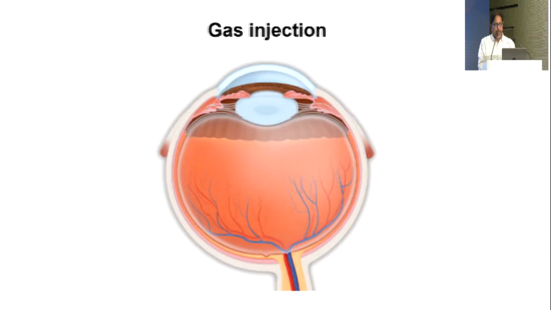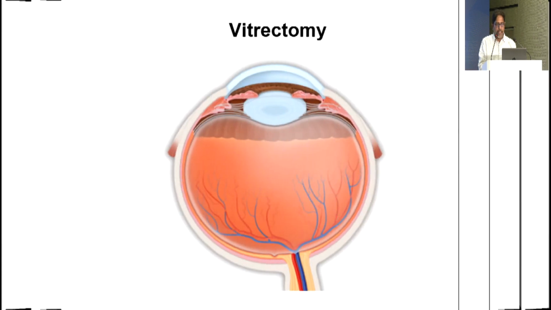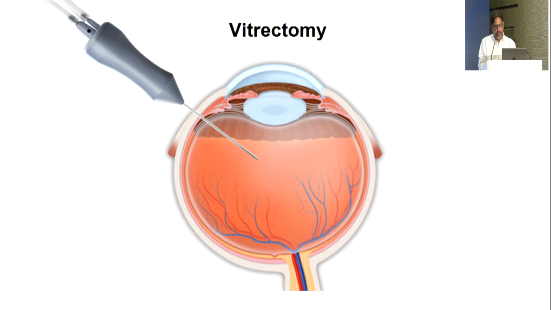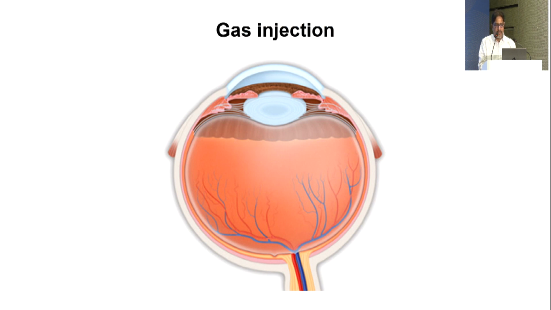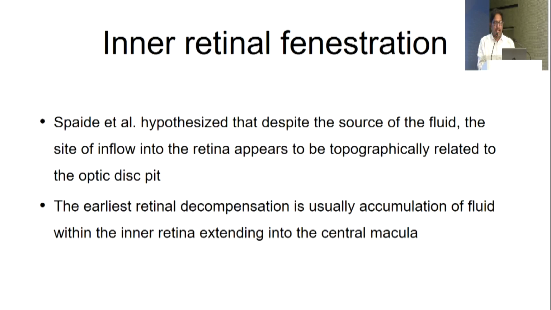Next, people have tried plain gas injection without vitrectomy, like a pneumatic displacement, which you do for submacular blood. Then people have tried vitrectomy with ILM peel or without ILM peel, and also gas injection. All these techniques were initially tried with limited success: barrage, plain gas, vitrectomy with gas, vitrectomy with ILM peel and gas.